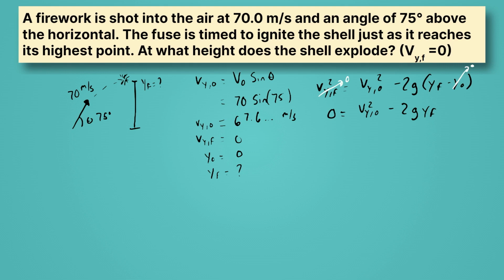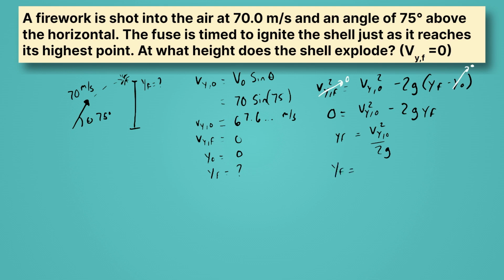So the first way to do that is to go ahead and get y final on the other side. And so we're going to add 2g y final to both sides, and we'll get 2g y final equals vy0 squared. And now we want to isolate that y final. We'll do that by dividing both sides by 2g. So when we divide both sides by 2g, what that does is it cancels out the 2g on the left, so we'll get rid of that, and leaves us with just y final on the left.